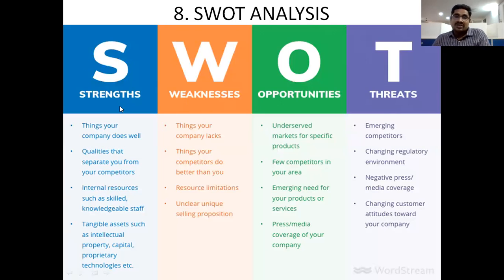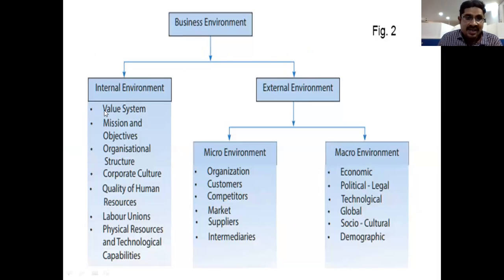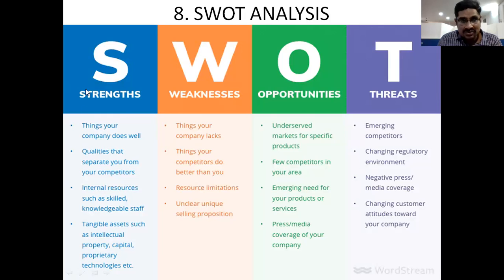Look at strength and weaknesses. Simply, strength means if our internal organization, all internal things, like internal vision, objectives, organized structure, corporate culture, qualities of human resource, labor unions, physical resources and technological capabilities, and employees and employers, all internal parts of the organization are strengthened, then it is called strengths. So our internal organization is strengthening, and that's why it is indicated by S.